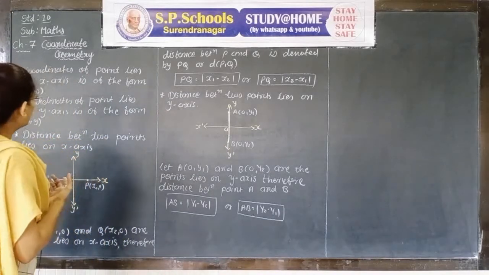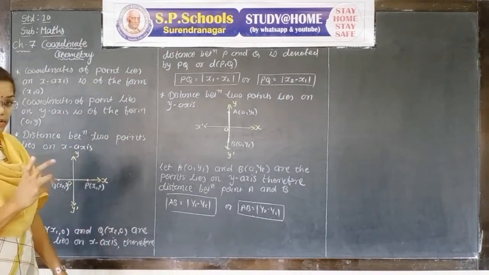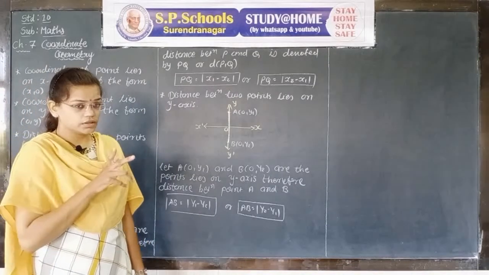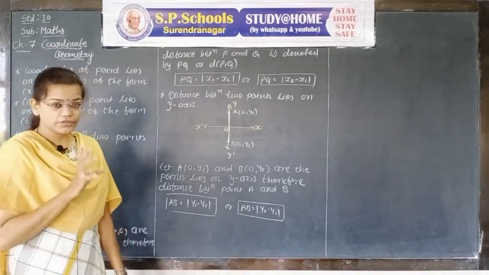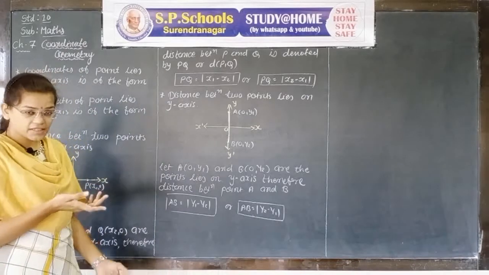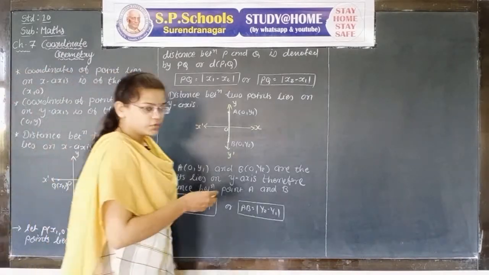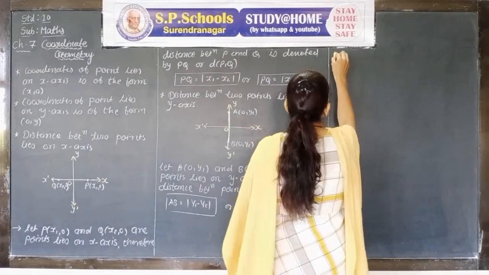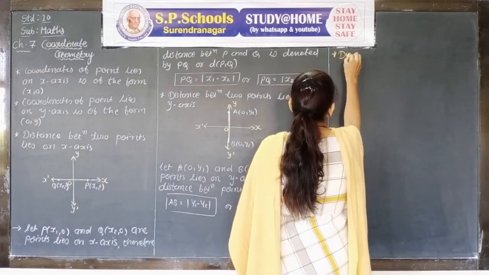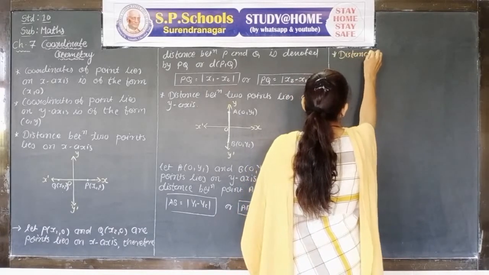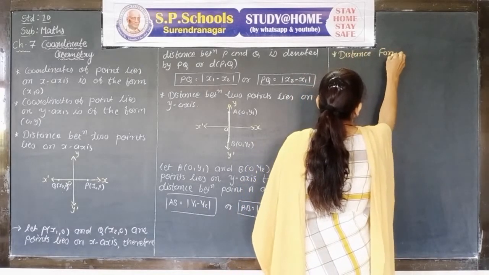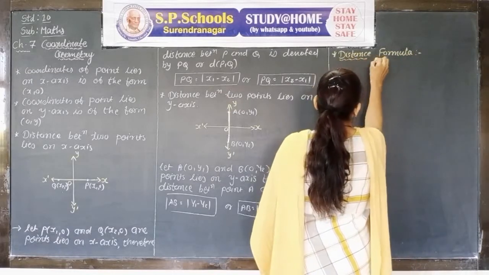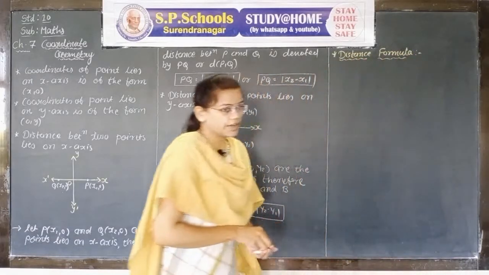That was just the distance between points lying on the x-axis and on the y-axis. But in our chapter coordinate geometry, the first topic is the distance formula: distance between 2 points lying in any of the quadrants or on an axis, etc. Now we see the distance formula related to our chapter coordinate geometry. It is important, so keep it in mind.